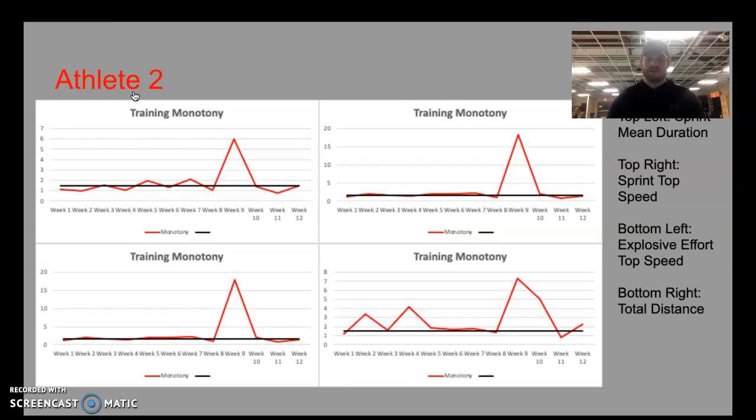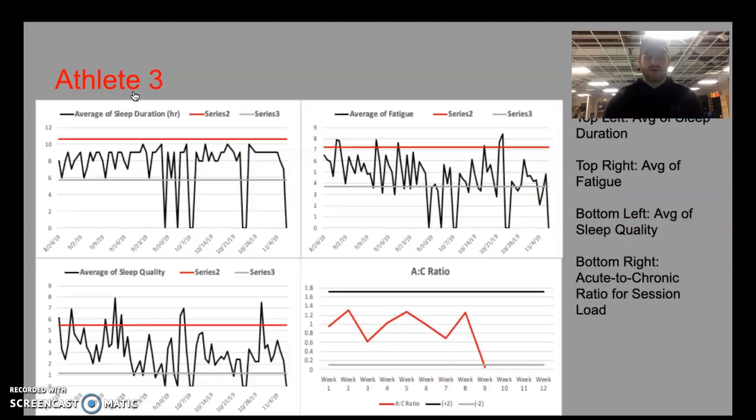Athlete 2, on the other hand, week 9 obviously is a bad spot here. Actually, a lot of this is problematic because of their training monotony when it comes to how fast they're sprinting on average with each rep, that sprint duration, or their top speed. They're not getting a lot of change in their day-to-day volume of that explosive effort. And then the total distance obviously spikes more. This athlete is living above normal. That's what that black line is, normal for training monotony. So here at week 9, we obviously see the potential of this athlete becoming injured.